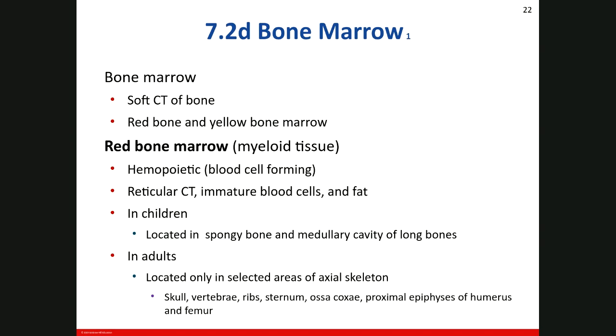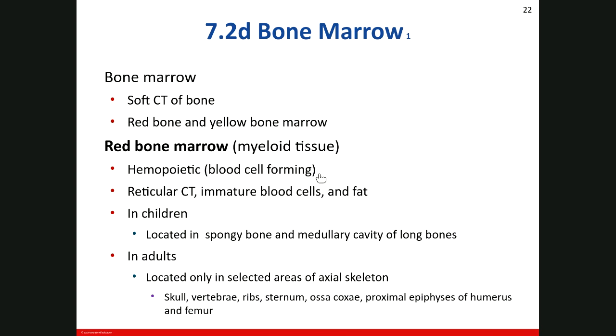The bone marrow is a soft connective tissue which we have inside the bone. And the bone marrow has two different types. One type is called red bone marrow, and the other one is called yellow bone marrow. The red bone marrow is called myeloid tissue because this tissue is very active for making blood cells. We call it hemopoietic tissue or hematopoietic tissue.